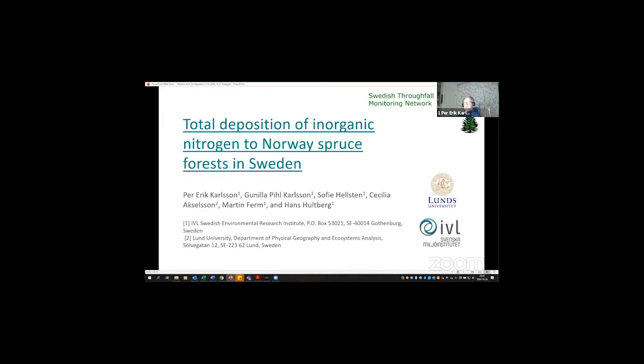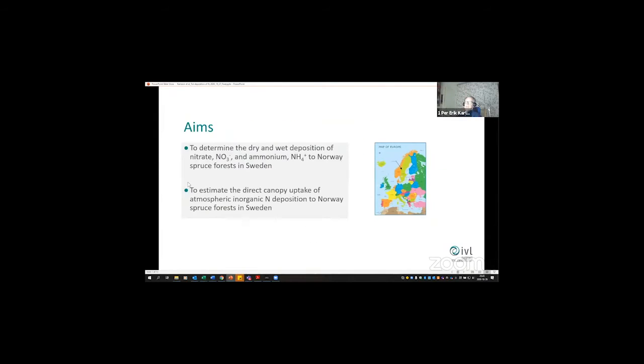spruce forest. And you should acknowledge my co-authors here. We are all from the IVL, Swedish Environmental Research Institute in Gothenburg, Sweden, except Cecilia Axelsson, who is at the Lund University. The aim of our work is to correctly determine the dry and wet deposition, nitrate and ammonia to Norway spruce forest. But we also like to have an estimate of what we call the canopy exchange, that is the direct canopy uptake of nitrogen in these Norway spruce forests.